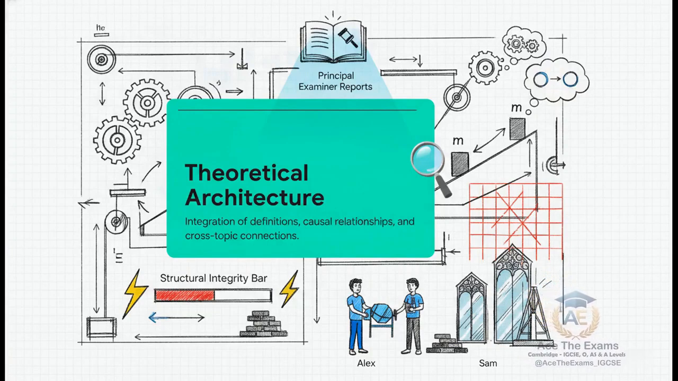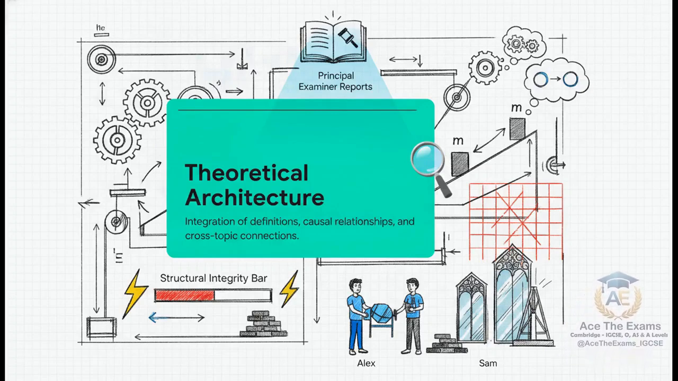The theoretical architecture of this specific topic rests on 3 pillars: precise definitions, causal relationships, and cross-topic connections. You have to look at the principal examiner reports as our strict, non-negotiable building regulations. They explicitly highlight that candidates who reference cross-topic connections, for example, actively linking kinematics to dynamic forces, achieve significantly higher marks. But here is the trap, and I see Alex doing this all the time.